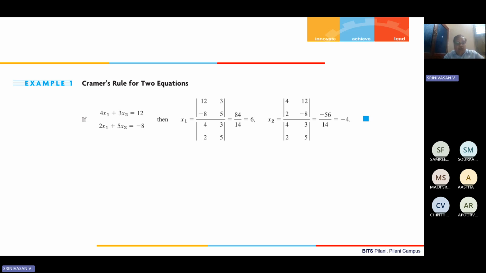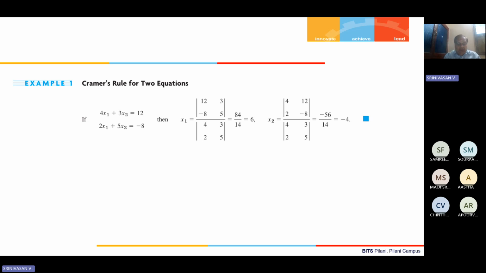So to find x2, keep the first column as it is, 4, 2. Second column, 3, 5, is to be replaced by the same right hand side constants, 12, minus 8. Denominator is going to be the same, 14. So numerator now, minus 32, minus 24, minus 56. Divided by 14, minus 4.